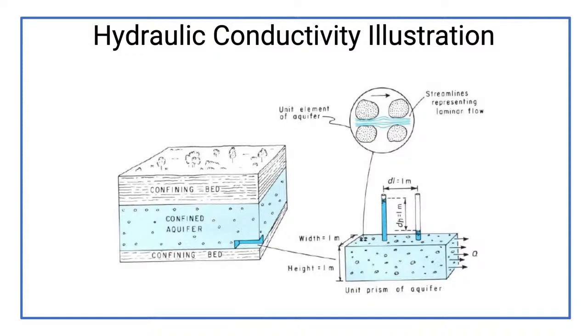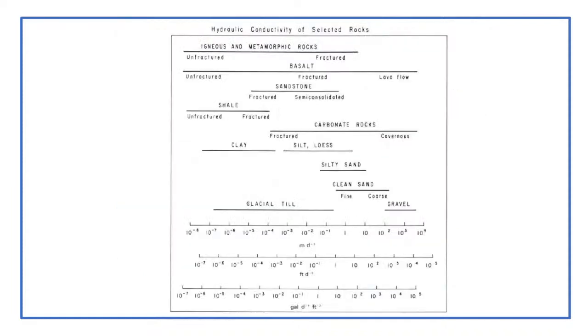Then we can translate that to the entire aquifer and come up with a decent approximation of how the water is flowing through the aquifer and at what rates. And we'll use that in some other equations that I will show you. So here are some examples. You can see the values range all over the place.